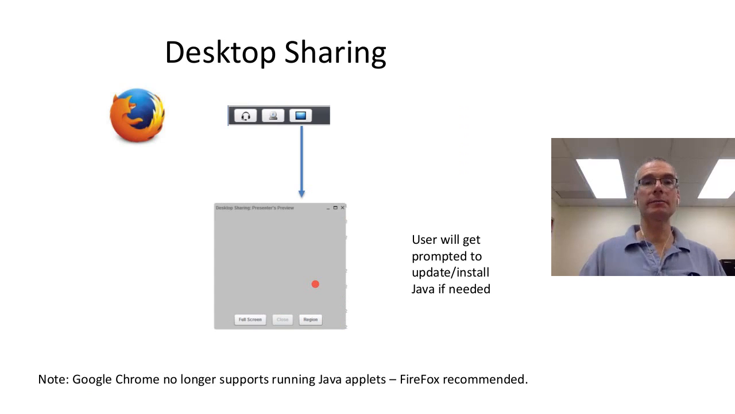Okay, so the last bit is desktop sharing. For those of you that want to share your desktop, what we recommend is use Firefox. Chrome has actually stopped supporting launching of Java applets recently. So if you want to share your desktop, use Firefox. Only you must use Firefox because you're the only one who's going to be launching an applet. Everyone else is fine. They'll just see it as a video file.